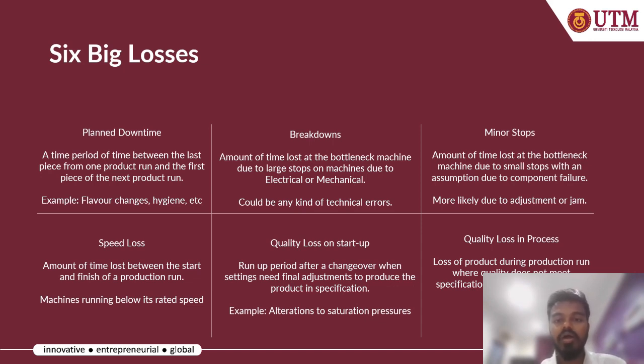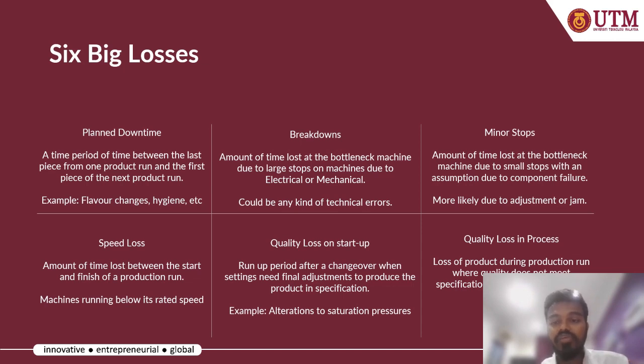So what is planned downtime? Planned stops, or planned downtime, are periods of time in which the equipment is scheduled for production but is not running due to a planned event. Examples include changeovers, tooling adjustments, cleaning, flavor changes, hygiene, quality inspections, and cooling.